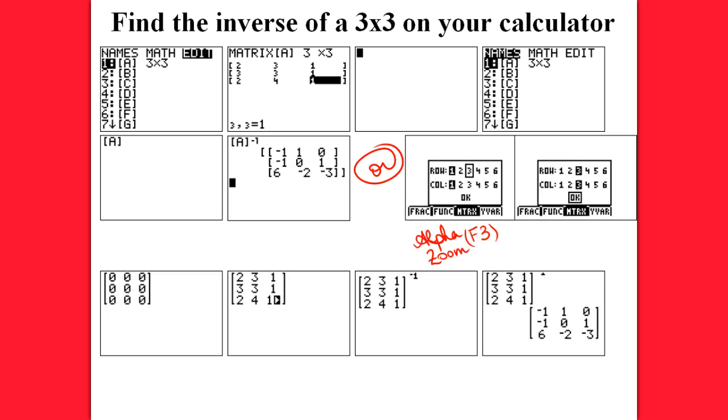The other way that we put this in was we did alpha zoom, which is our F3 button. We told it how many rows and columns that we wanted, and then hit OK, and it sets a blank one up on our screen for us. And then we can type those numbers in again. Remember to use your arrow keys as you're moving around. Don't hit enter until you're completely finished, and you'll notice that we get the same answer either way. Okay?